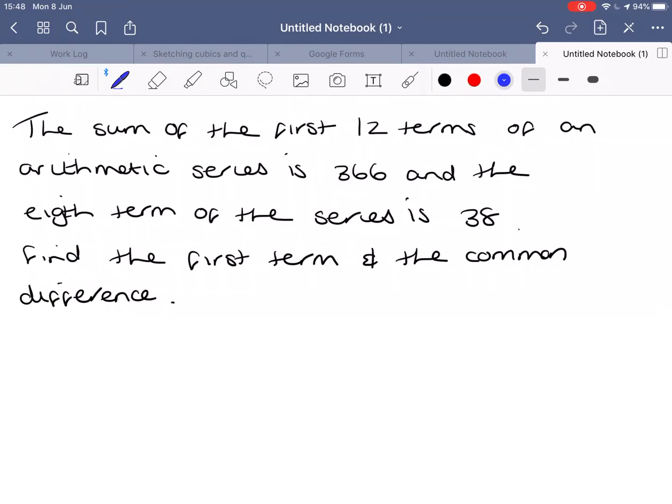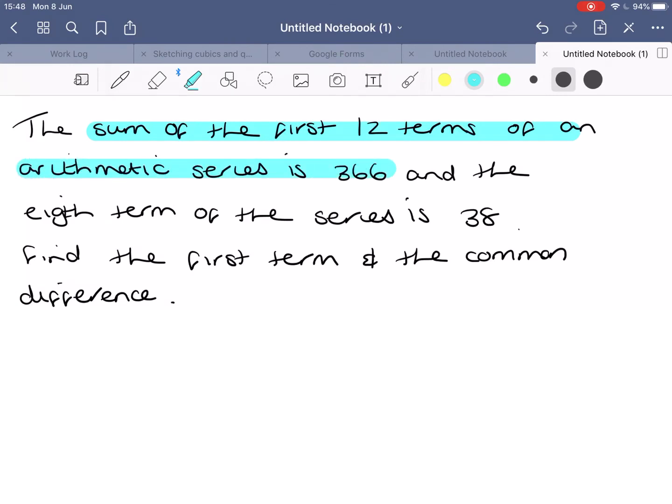Okay, so then sometimes they stick things together. So they say the sum of the first 12 terms is this and the 8th term is that. So this is where you've got to think about what you know. Well, I know the sum of the first 12 terms is 366. So I'm going to deal with that first. The sum of the first 12, so I'm not going to write Sn, I'm going to write S12. The sum of the first 12 is 366.